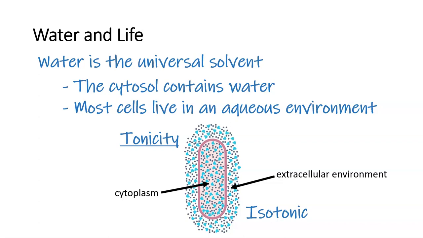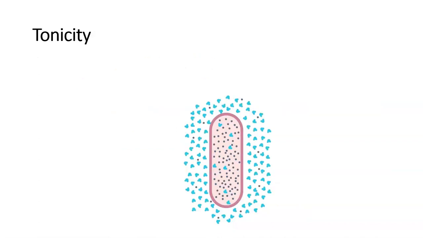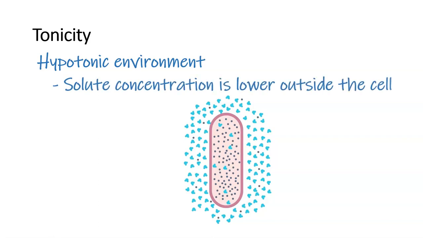In this picture, because we have 2 solutions that are isotonic and the relative amount of water and solute is equivalent to each other, there is no net movement of water across the membrane because there is no concentration gradient. Much of the environment inside the human body is isotonic relative to the cytoplasm within cells. Many organisms live in an environment where the concentration of water is higher outside the cell than in the cytoplasm. This is known as a hypotonic environment. Here, the solute concentration is lower outside the cell in that extracellular environment.